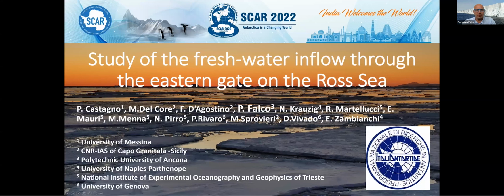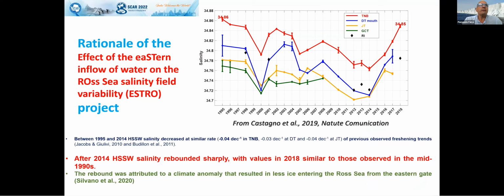In this presentation, I'm going to show you the results we obtained from the analysis of data collected in the eastern sector of the Ross Sea. The data were collected in the framework of the project on the effect of the eastern inflow water on the Ross Sea salinity field variability, the EASTERN project. The EASTERN project was designed to understand the role of waters coming from West Antarctica, which have been considered as the main reason for the decrease in salinity observed in the Ross Sea over the past 50 years.